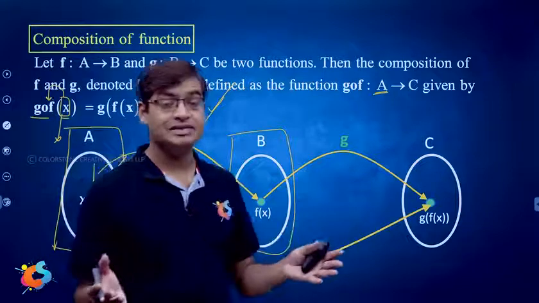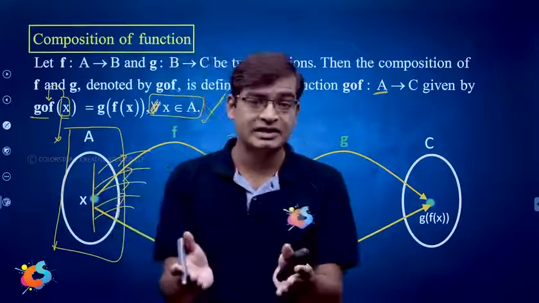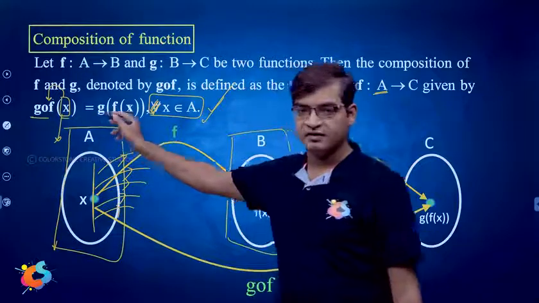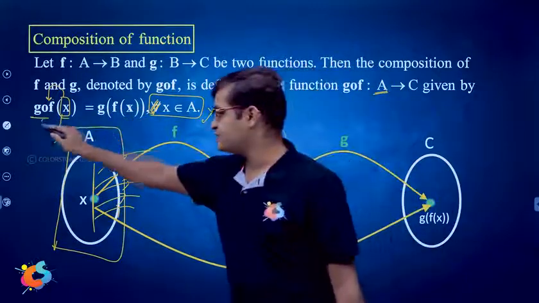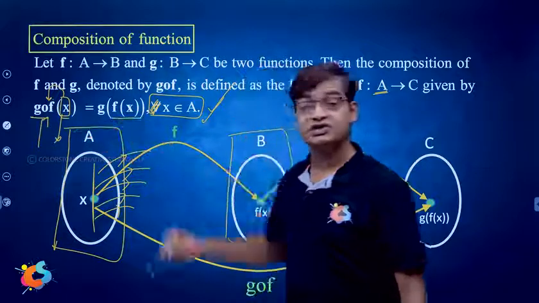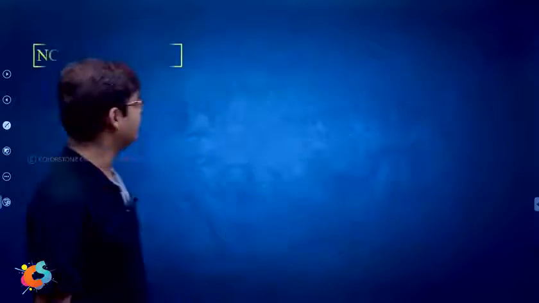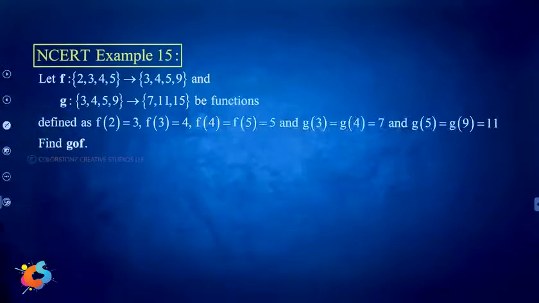Other than that, it is very simple. There are two functions which are acting together and you have a final output. Sorry, g circle f is the function and the final output is g of f of x. Okay, so now let us take the next part. Let us take an example.